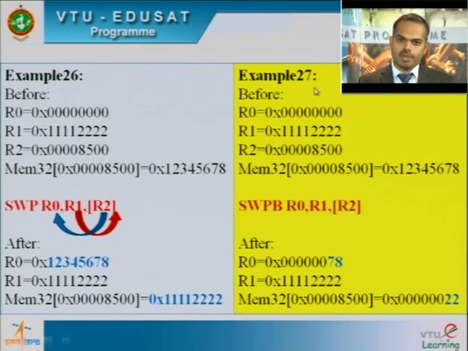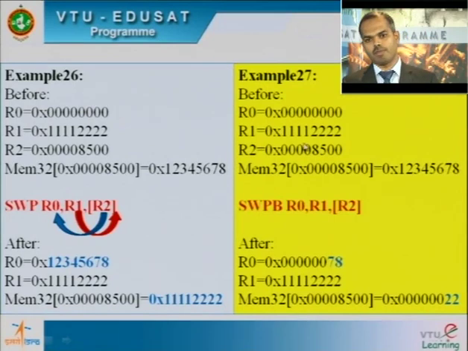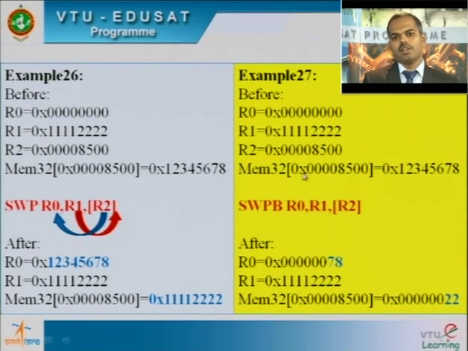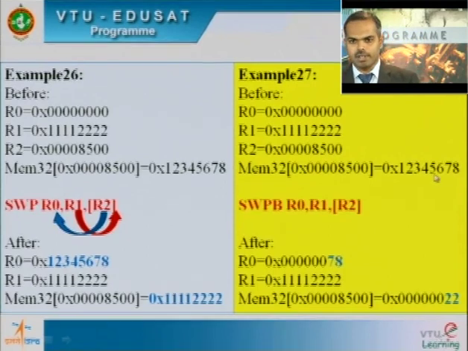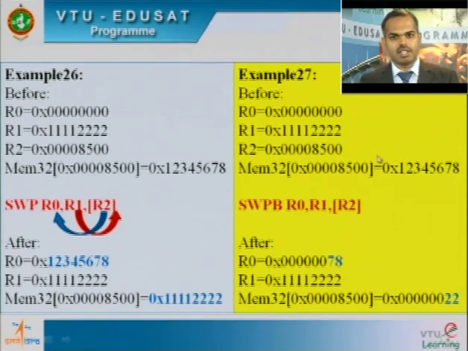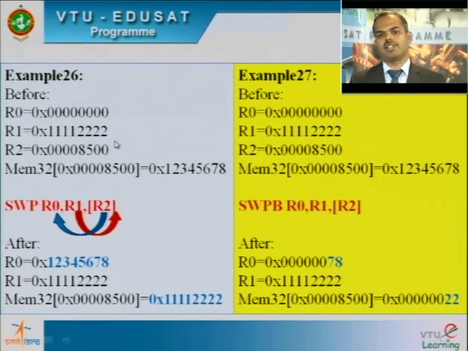Now let's look at example 27. In example 27, R0 content is 0, R1 content is 4 1s followed by 4 2s, R2 is 0x, 4 zeros followed by 8500. Content of the memory location pointed to by R2 is again 0x12345678. That is very similar to example 26.